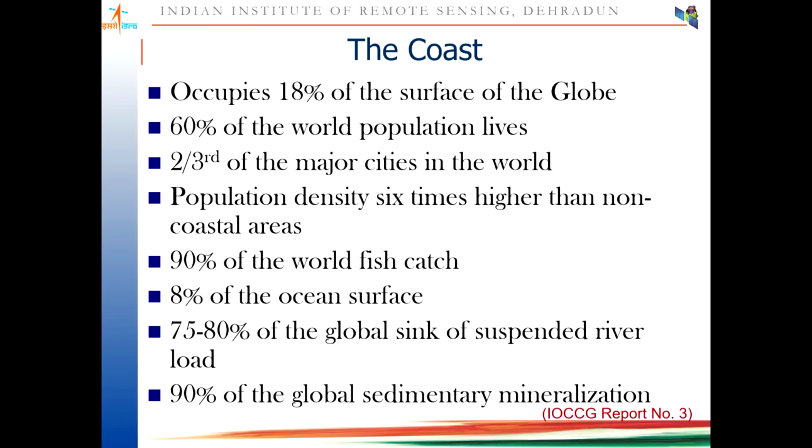And I will show you afterwards how remote sensing can be used to understand where the potential zones for the fishes are. And as we have told, the coastal zone is an area, part of the land and part of the ocean. So of the 18% of the surface of the globe, 8% of the ocean surface comes under the coastal zone. 75 to 80% of the global sink of the suspended river load happens in the coastal zone. So all the sediments which the rivers bring from their source to where they meet the ocean, particularly those sediments they dump in the coastal water. So that is around 75 to 80%.